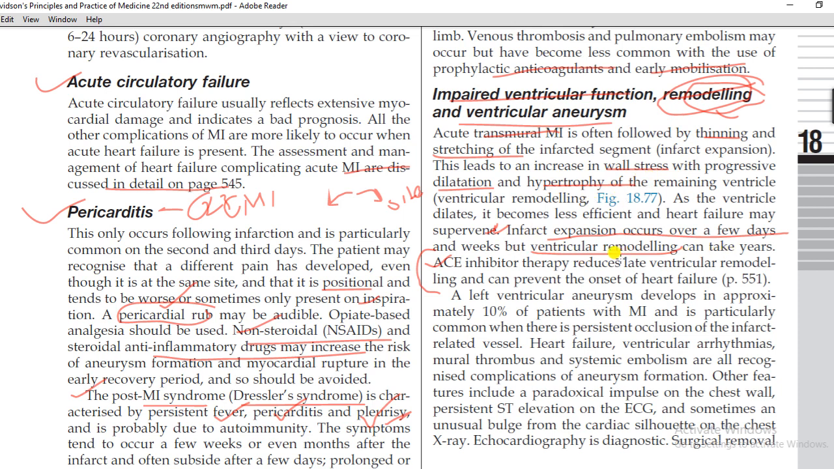A left ventricular aneurysm develops in approximately 10% of patients with myocardial infarction and is particularly common where there is persistent occlusion of the infarcted vessel. Ventricular arrhythmias, mural thrombosis, and systemic embolism are all recognized complications of aneurysm formation.